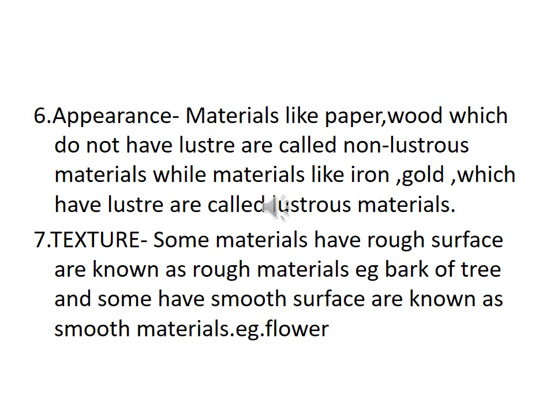Materials like paper, wood, which do not have luster, are called non-lustrous materials, while materials like iron, gold, which have luster, are called lustrous materials. What is meant by luster? The material which has shine. Luster means shine. 7. Texture. Some materials have a rough surface and are known as rough materials, like the bark of a tree, and some have a smooth surface and are known as smooth materials, like a flower.